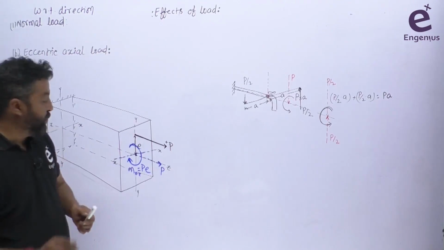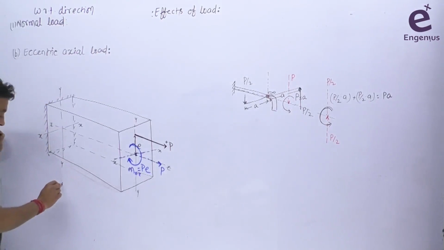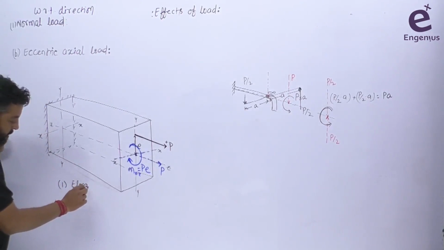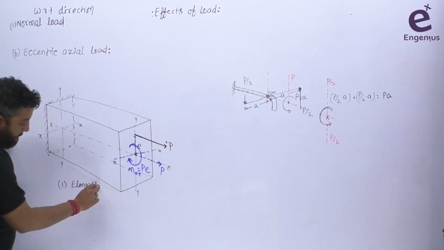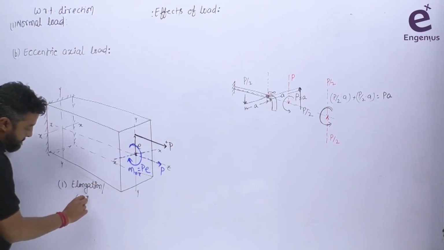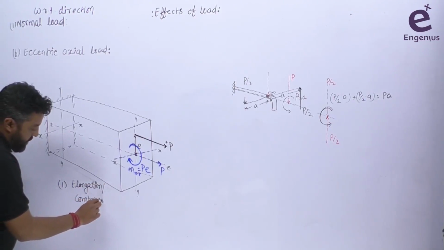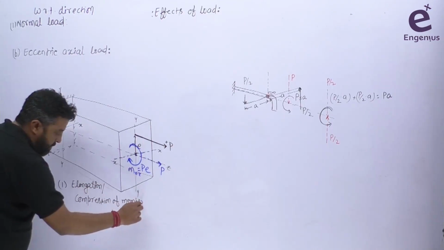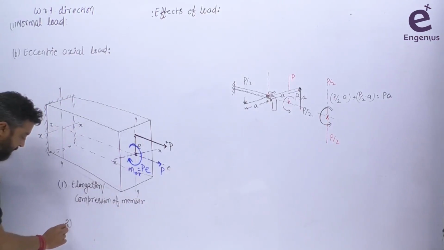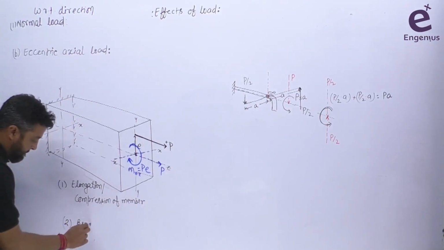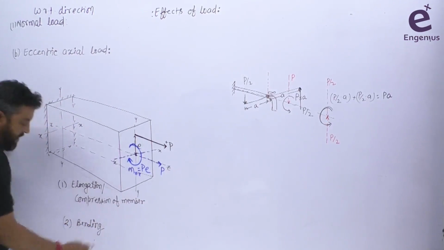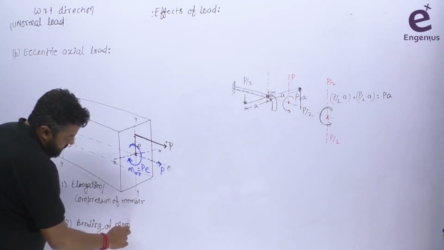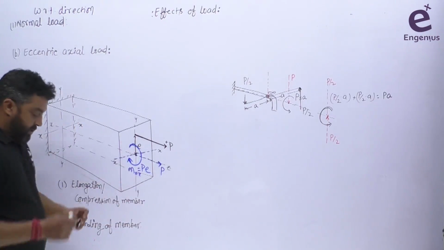It means there are two effects here. Okay, what will the effects be? First one is elongation or compression of the member. Second, bending of the member or component. Okay, so there are two effects here.